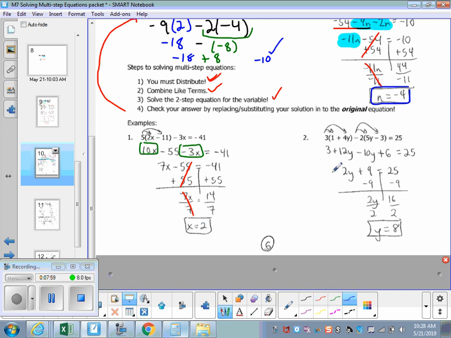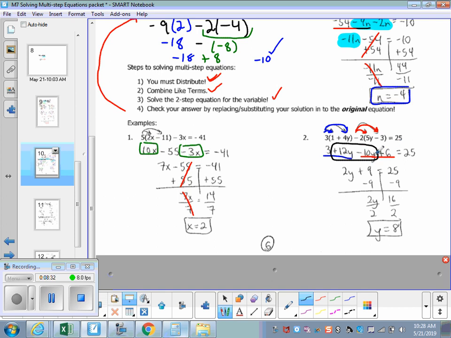For the next one, this one we actually have to distribute twice. So first, in blue, I get 3 times 1 is 3, and 3 sets of 4y would be 12y's. Now in red, I'm distributing a negative 2 times 5y, that's negative 10y, and a negative 2 times a negative 3 is a positive 6. Now I'm ready to combine like terms. I've got 12y's minus 10y's, that's where I'm getting 2y. And 3 plus 6 is a positive 9.